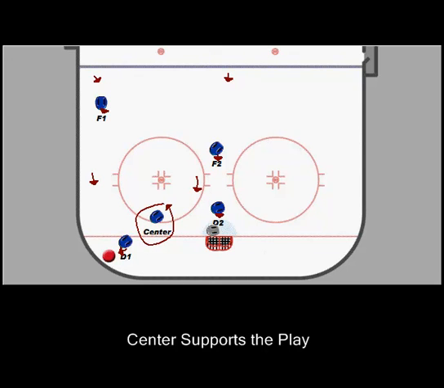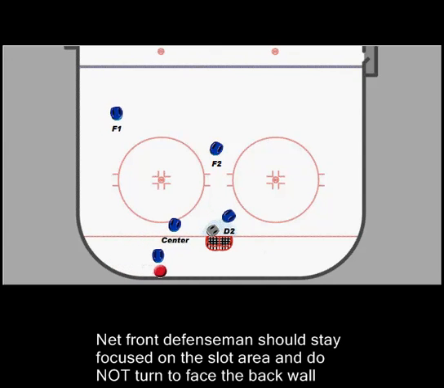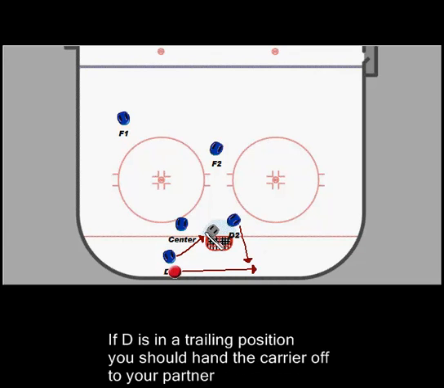As this play progresses, you'll see as the puck moves behind the net, if D1 is in a trailing position, instead of chasing this puck carrier behind the net, I prefer that he hand them off to D2, let D2 come down and try to get a good check and separation of the puck and the player. And D1 goes back to the front of the net while the center support works his way across the ice.